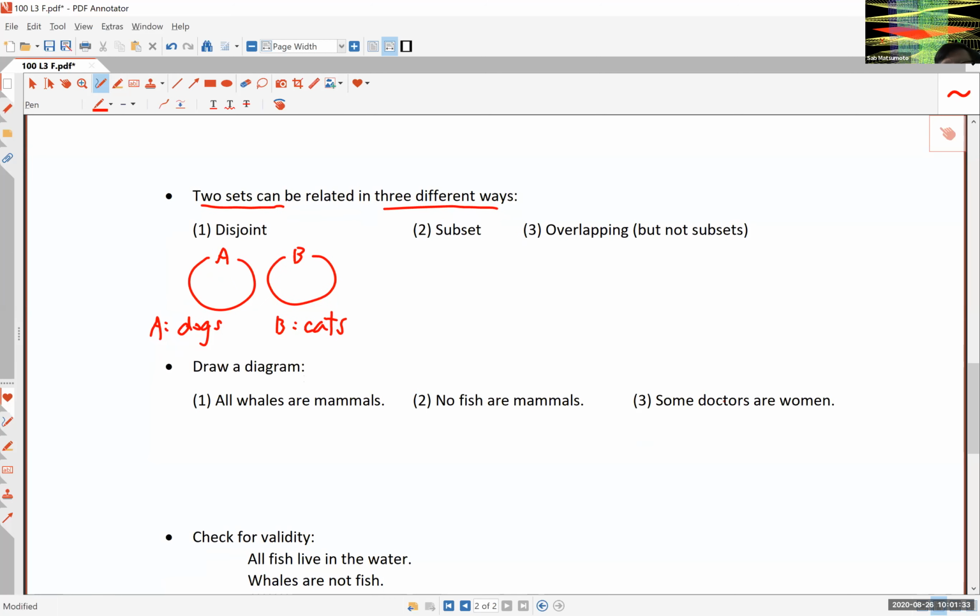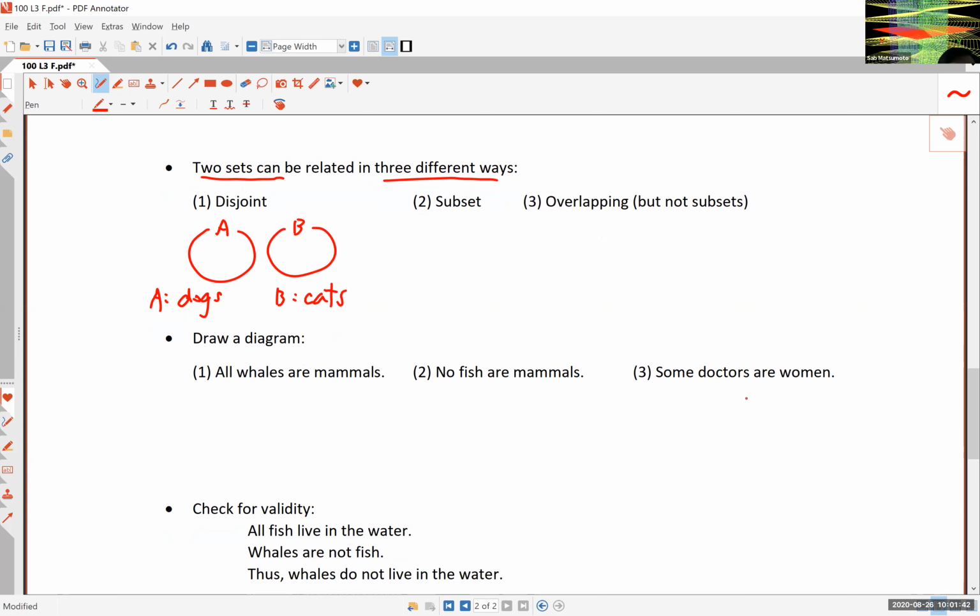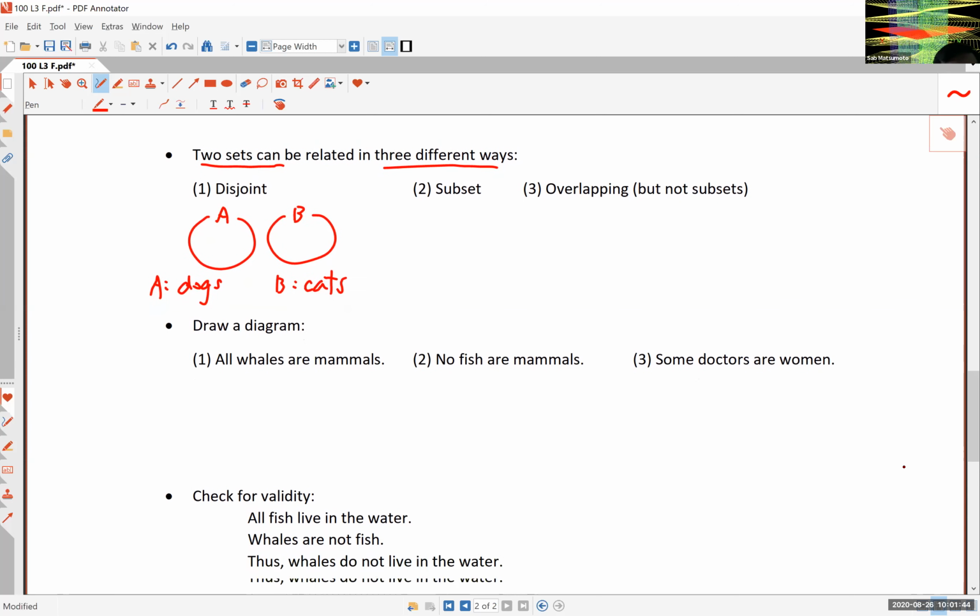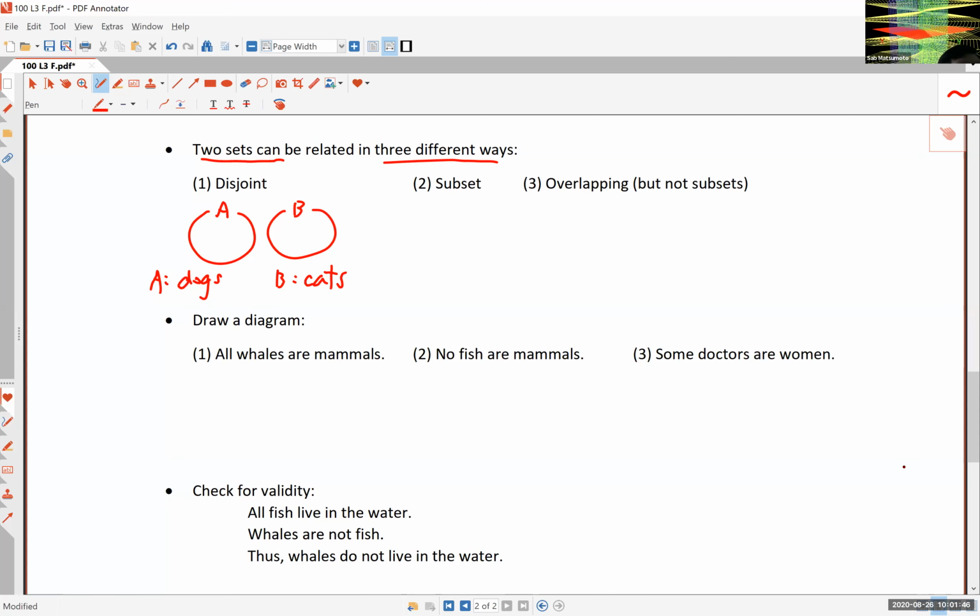Okay, that's a statement. In other words, this is saying if you are a dog, you cannot be a cat. Or if you are a cat, you are not a dog. Or if an animal is a cat, it cannot be a dog, or if an animal is a dog, it cannot be a cat.